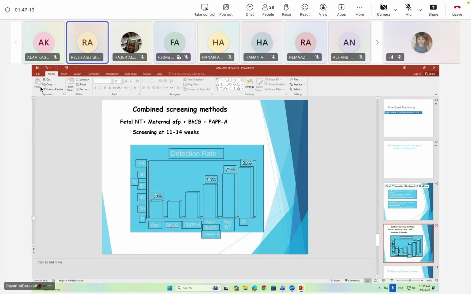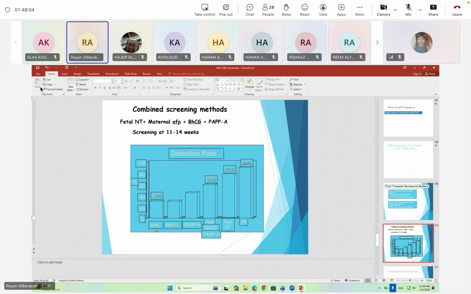We can do something called the combined screening methods, and here we can combine either the age with the beta HCG, with the pregnancy-associated plasma protein, or we take them alone. Also, we can combine the age with the NT, the nuchal translucency, or we take them all together. So here is the x axis, and here we can see the detection percentage.